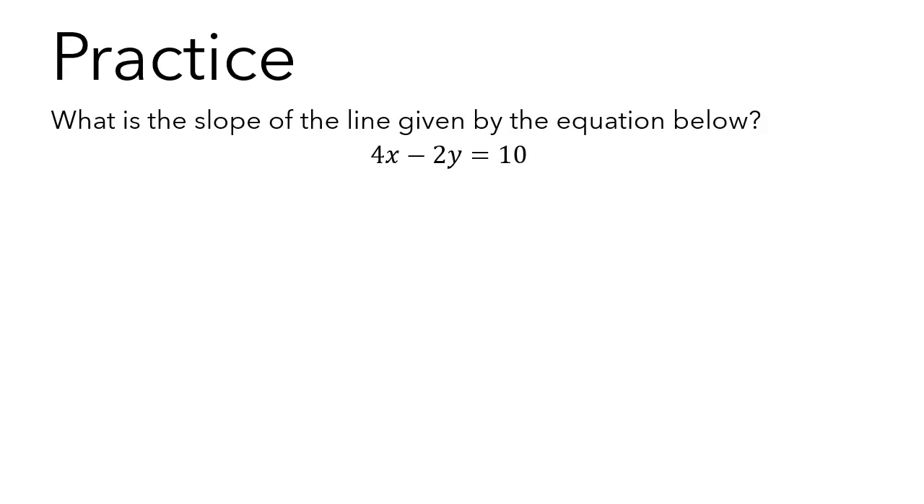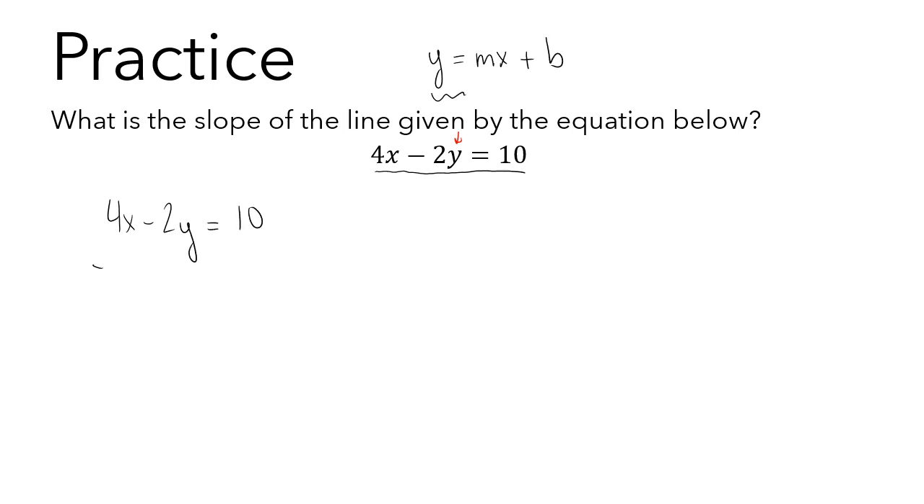This one says, what is the slope of the line given by the equation below? This is written in standard form, so the slope is not obvious. I would like to get it into slope-intercept form, like this. So I want to solve for y. I want to try and get this y by itself. Let's do it. First, I'm going to rewrite it: 4x minus 2y equals 10.